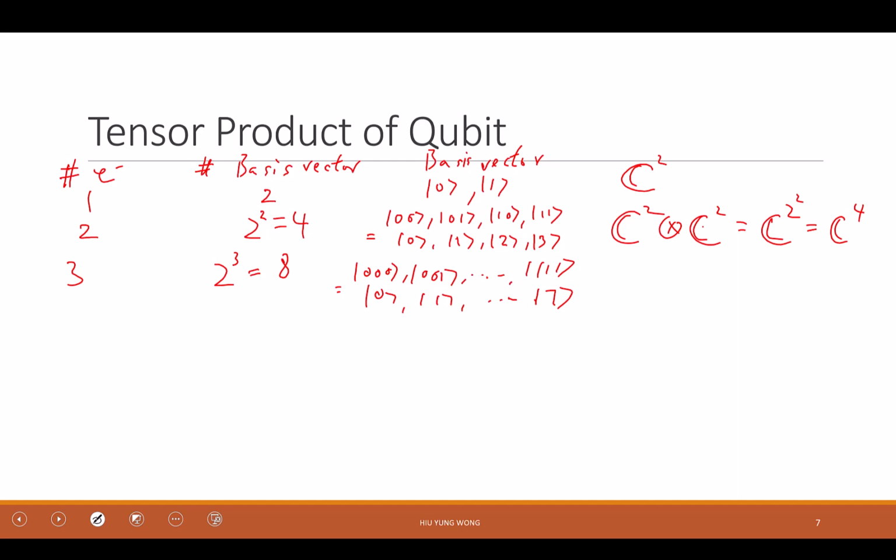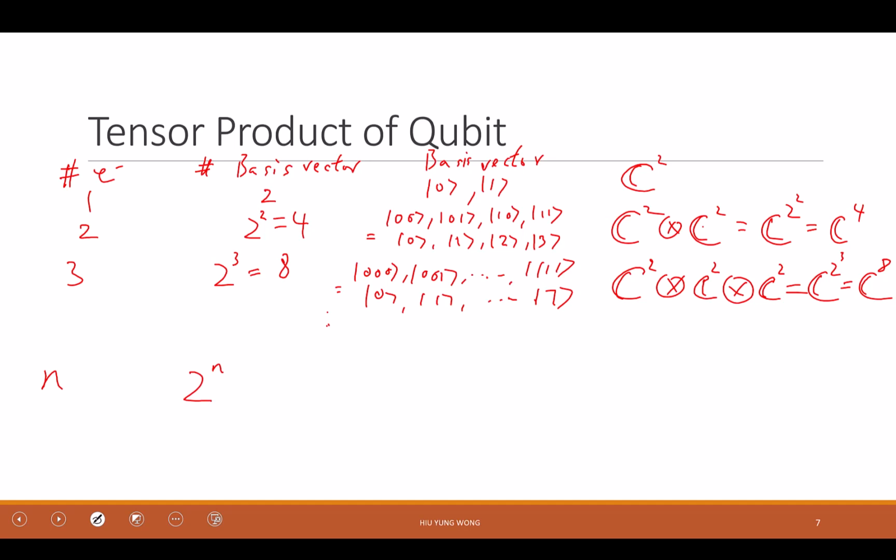So what space is this? It's C2 tensor product C2 tensor product C2, equal to C to the power 3, equal to C8. So our space is expanding by adding one more qubit. The basis vector becomes 8, 2 to the power 3, right? So in general, if I have n qubits, how many basis vectors do I have? 2 to the power n.